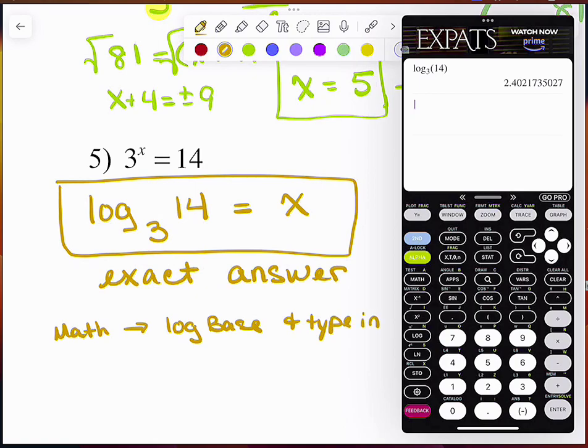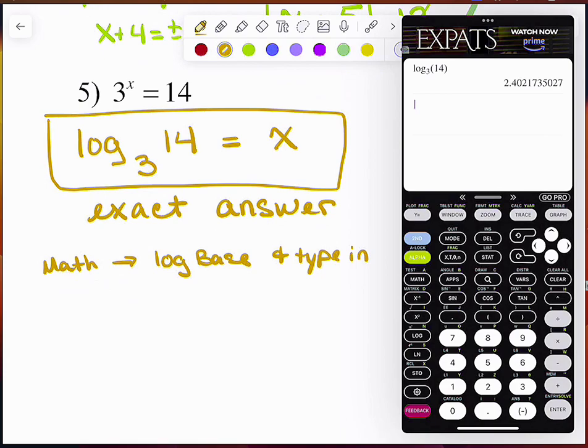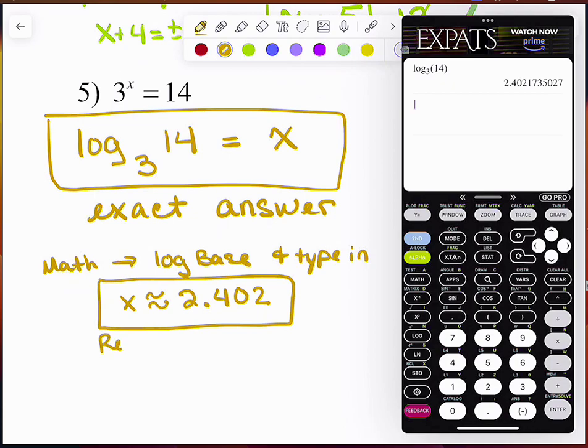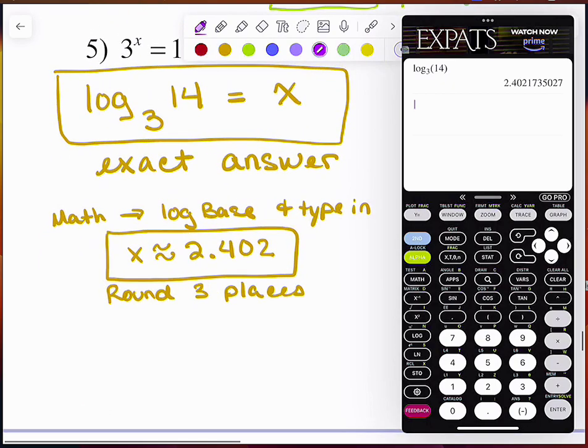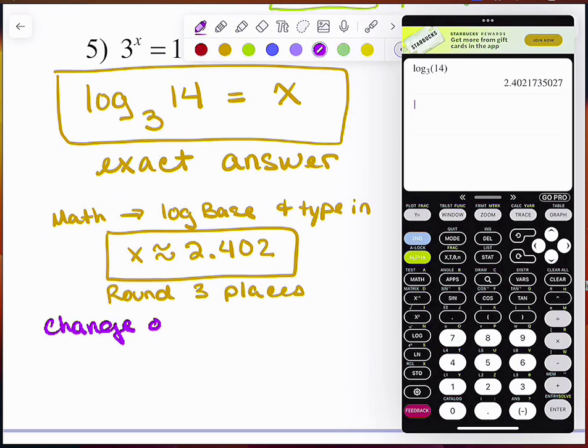If you have an old TI graphing calculator, you have to use the change of base formula. So x is approximately 2.402. This is round 3 places. So if you have an older calculator, you can't find log base, or if you're like me and I don't really feel like scrolling through the math menu, you can always use the change of base formula.